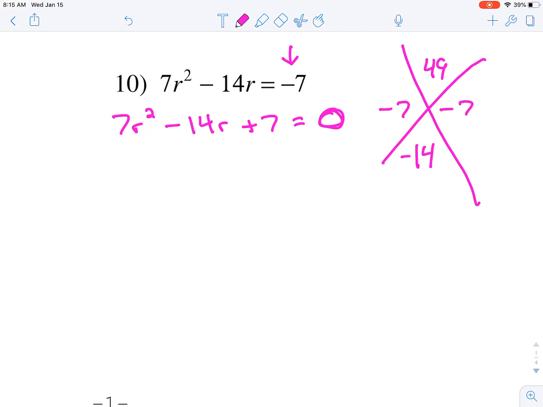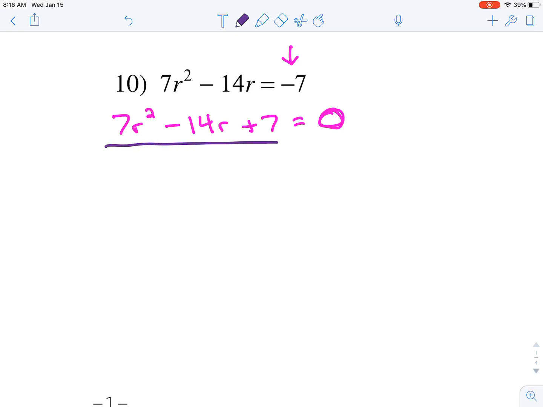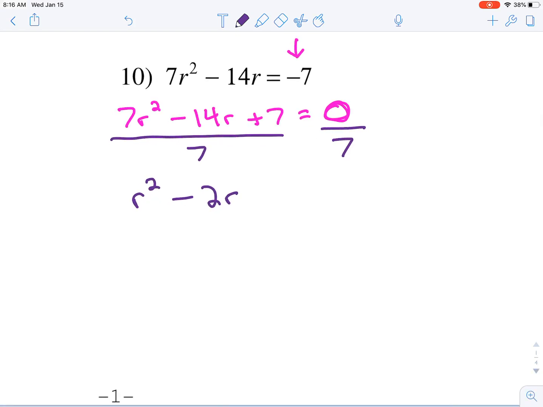So we know how to factor when A is 1. So what I'm going to do here is turn this problem into something where A is actually equal to 1. I'm thinking all these numbers are divisible by 7. So if I divide this whole thing by 7 on both sides, because it's got to be equal, right? That would give me 7 divided by 7, that just leaves me with 1r squared. And then I do -14r divided by 7, and then 7 divided by 7, and then 0 divided by 7. Now it's something that's much more manageable, because now I got A equal to 1.